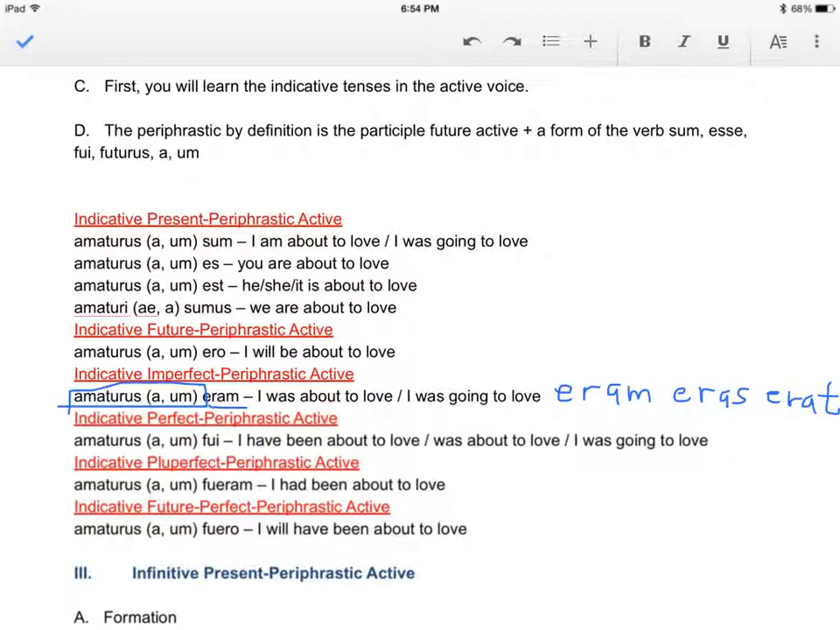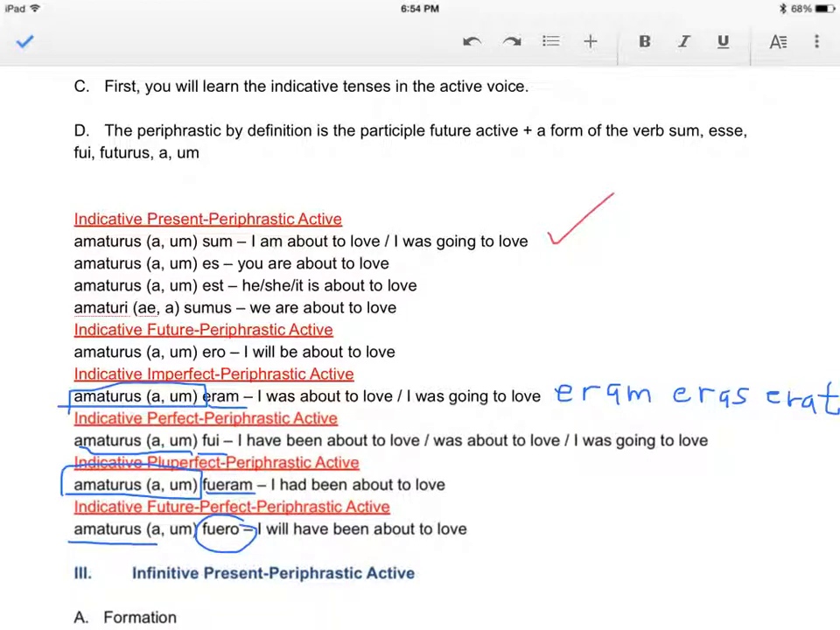And you just combine the amaturus, with a space in between the two words, and the verb to be. The perfect would do the same thing: amaturus plus fui, fuisti, fuit, fuimus, fuistis, fuerunt. The pluperfect is the participle future active plus fueram, which is the pluperfect of the verb to be. And then the indicative future perfect would be amaturus, amatura, amaturum plus fuero, which is the future perfect of the verb to be. They all have kind of funny translations.